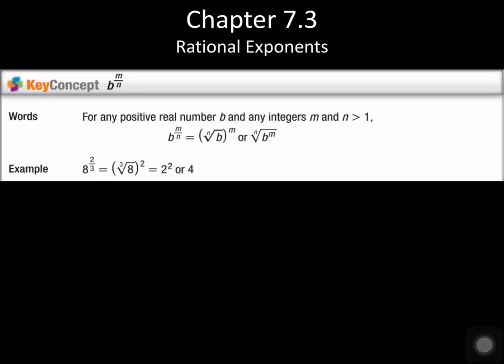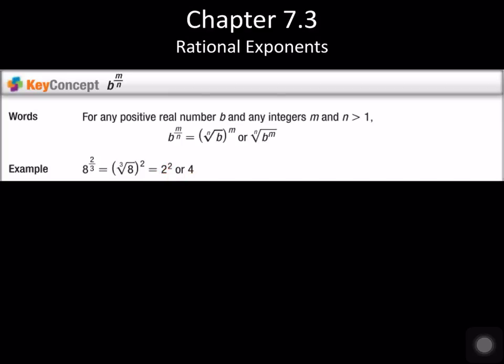So here's the example they give us. 8 to the 2/3. Okay, so the bottom is the root. So we take the cube root of 8, but then that whole thing is raised to the power of 2. And then all of this could be evaluated. The cube root of 8 is 2, and then 2 squared is 4.